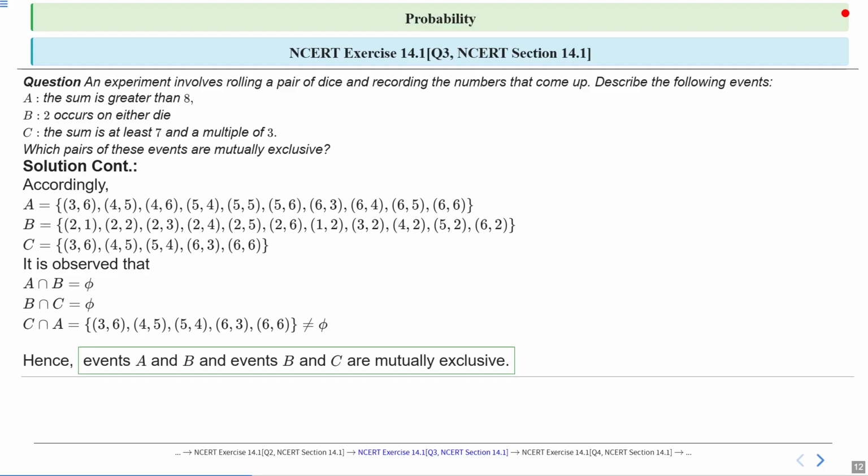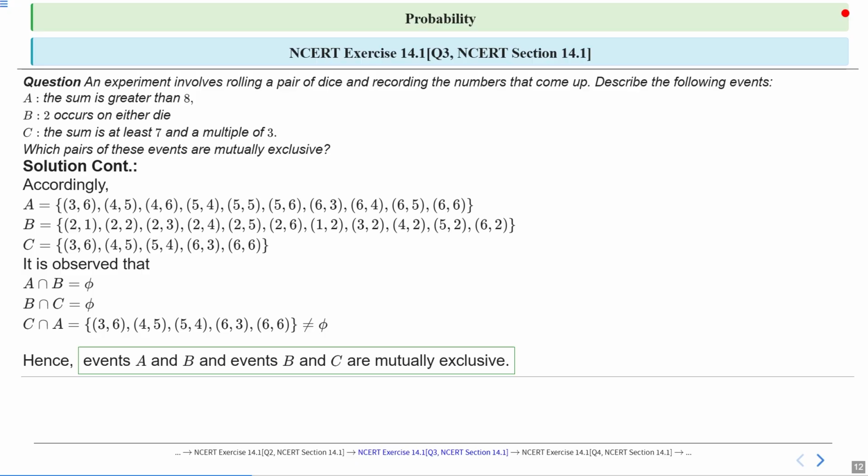So here you can easily see that events A and B, and events B and C are mutually exclusive. But events A and C are not mutually exclusive. Hence we obtain two pairs of events which are mutually exclusive: A, B and B, C. I hope it is clear to all of you.